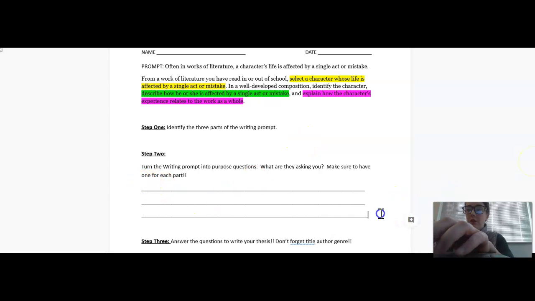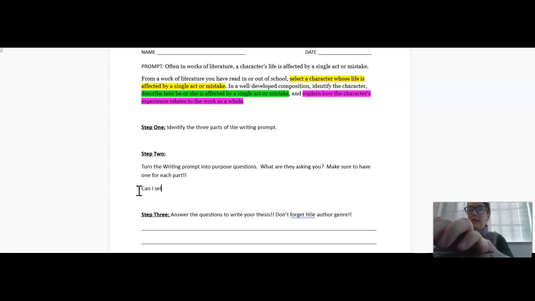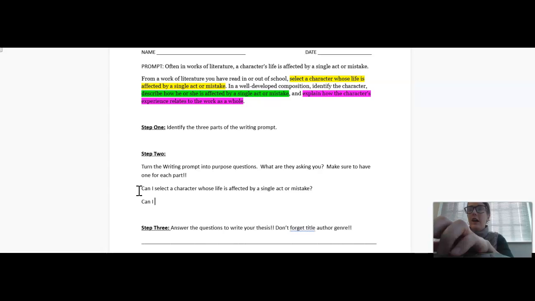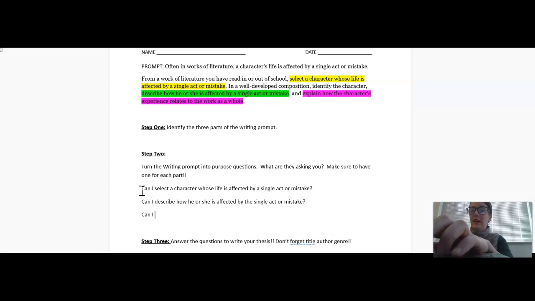So here are my 3 questions. Can I select a character whose life is affected by a single act or a mistake? Can I describe how he or she is affected by the single act or mistake? And can I explain how the character's experience relates to the work as a whole?